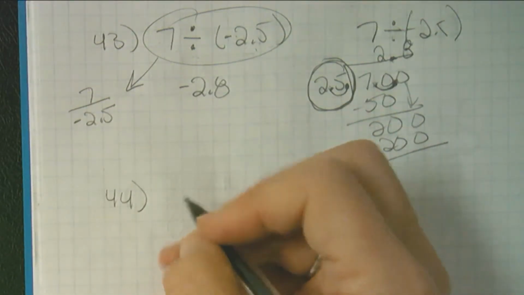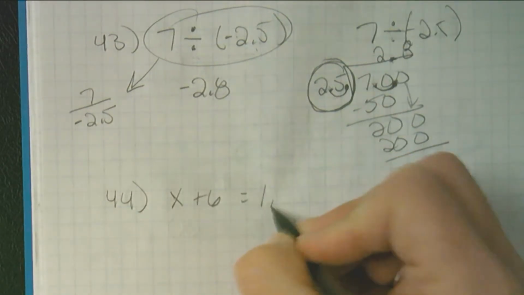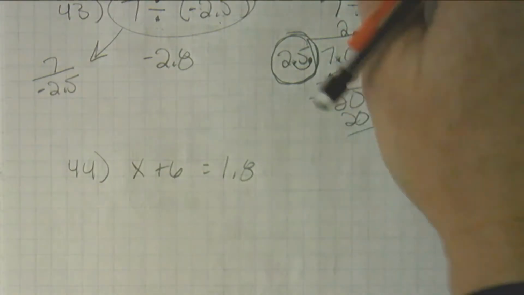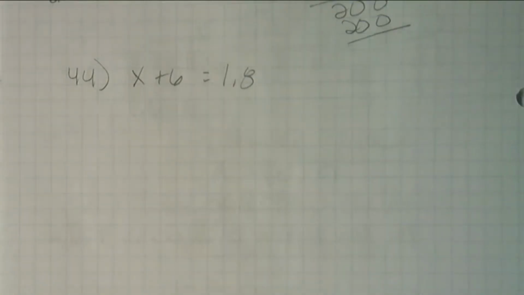44 said solve the equation, check your solution. So I have x plus 6 equals 1.8. Who asked me for this? Okay, so remember, anytime you have subtraction in equations, always change it to adding the opposite. Make sure you're on this, please. Anytime you have subtraction, always do adding the opposite. But if I have addition, you're not changing it.